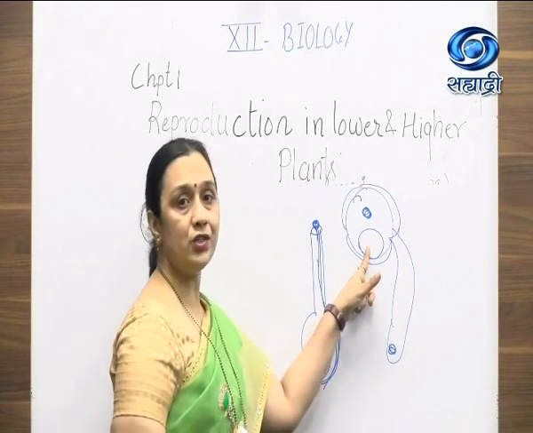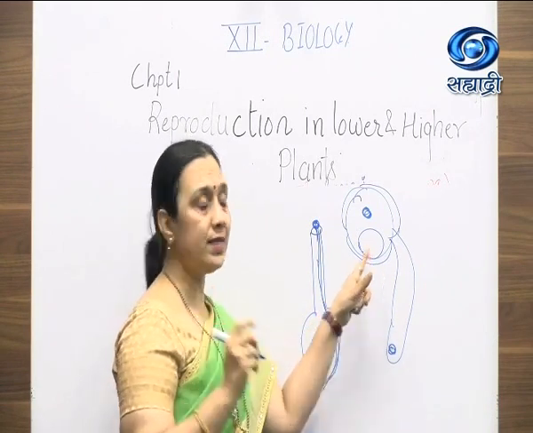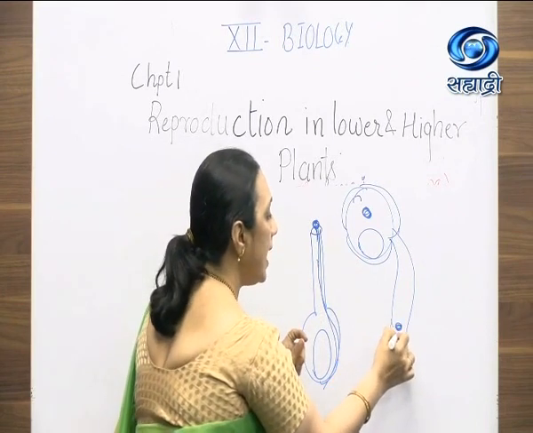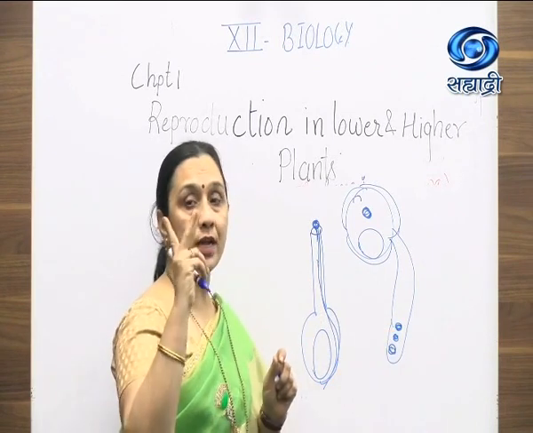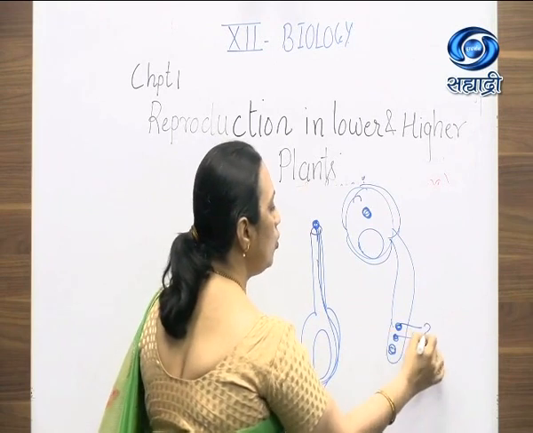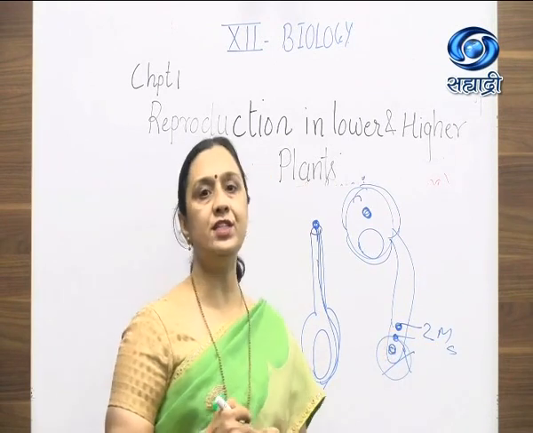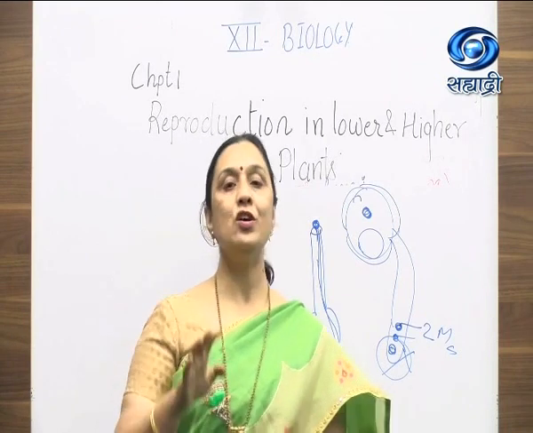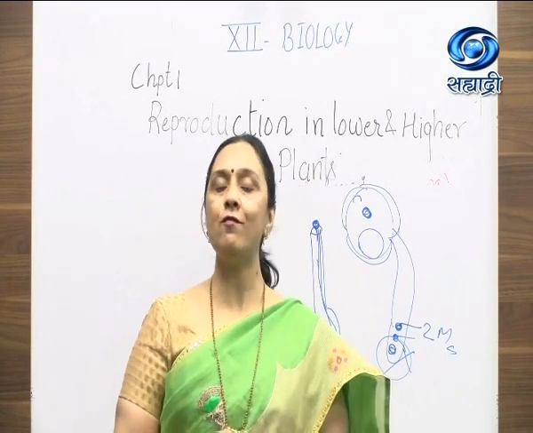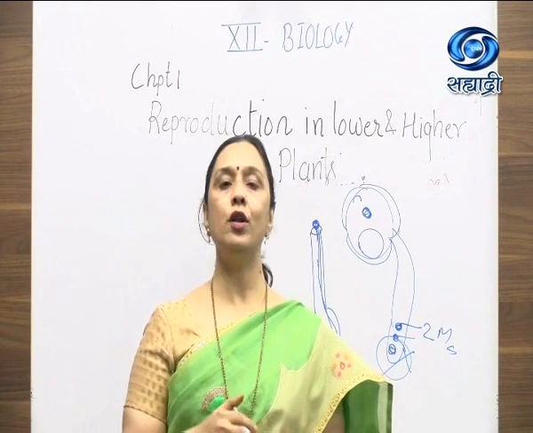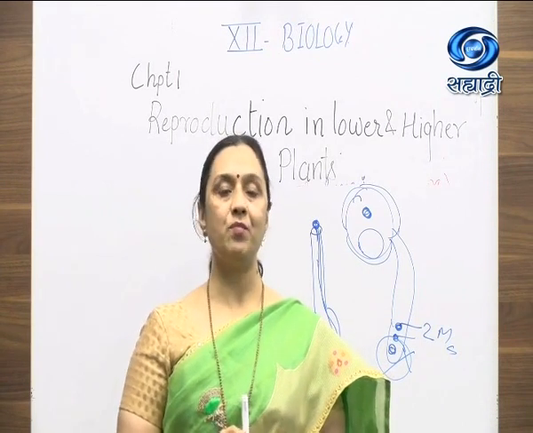Okay, and what happens to this generative cell? Generative cell nucleus also divides and it gives rise to the male gametes. So there are 2 male gametes, and this will degenerate. The nucleus of the vegetative cell will degenerate. So finally 2 male gametes are formed at the end of the pollen tube, when it is entering there.